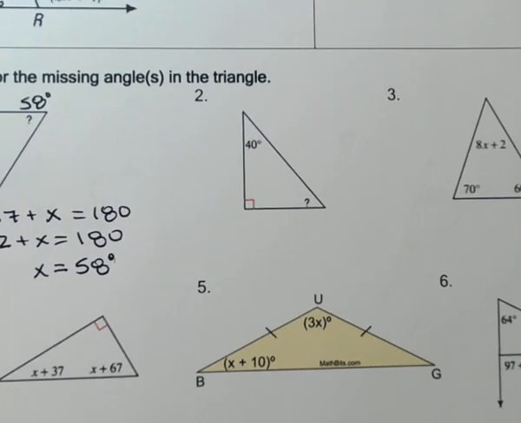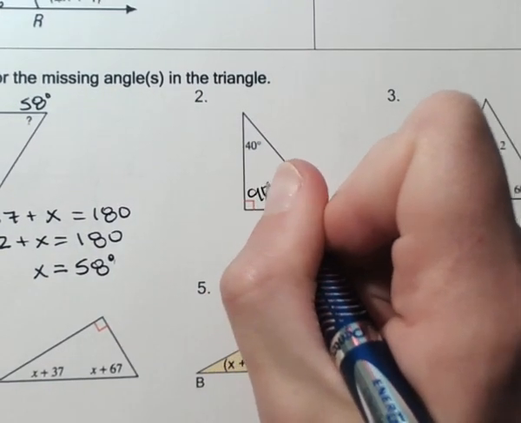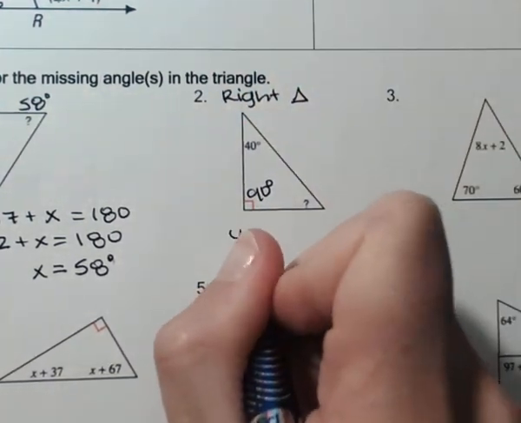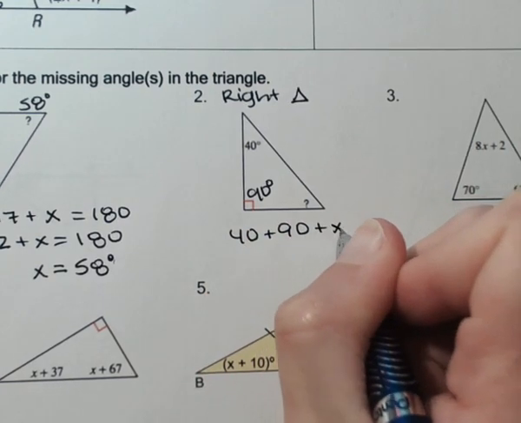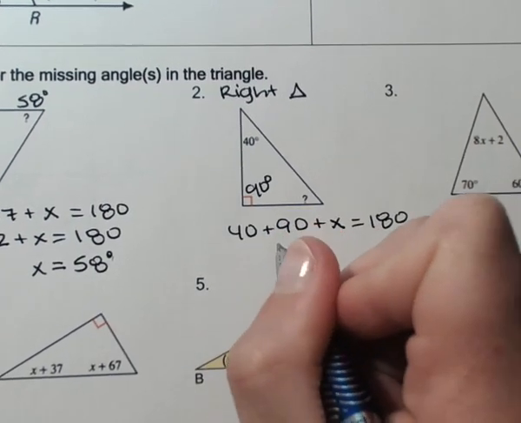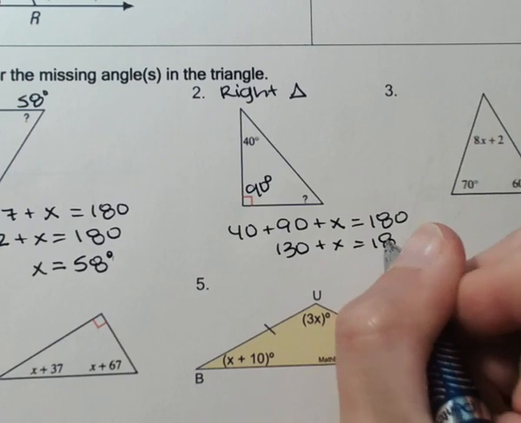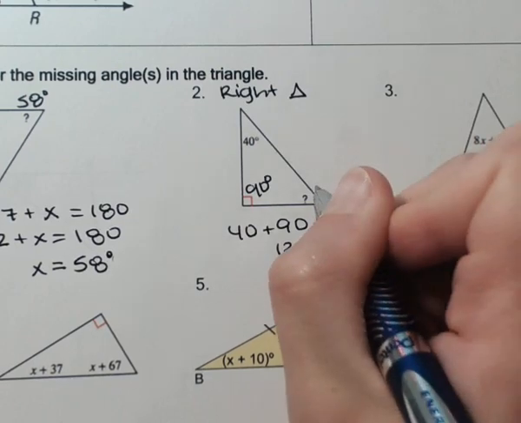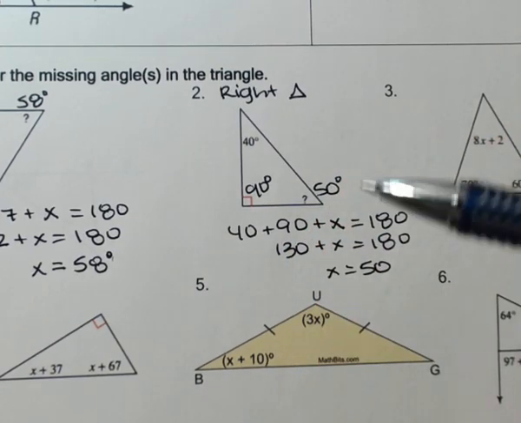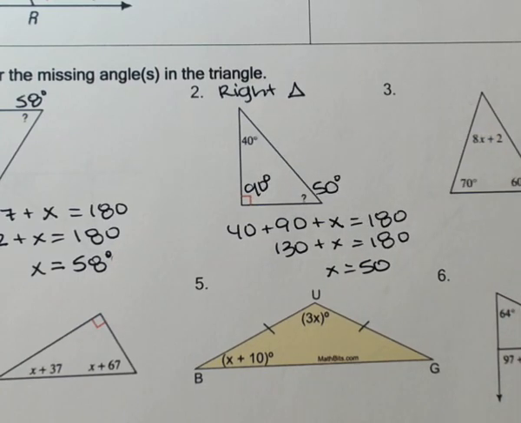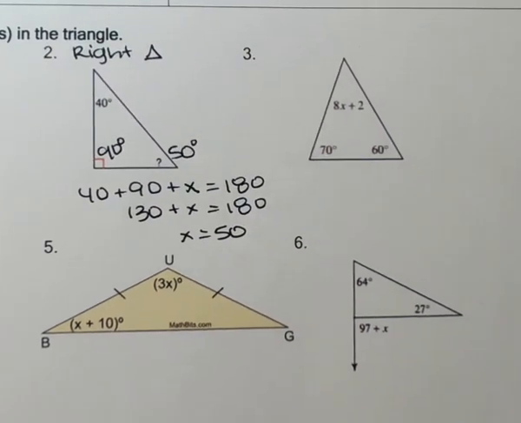All right, number two, same idea except for the little box here indicates we have a 90 degree. This is a right triangle. So we'll take 40 plus 90 plus x, set it equal to 180, and go ahead and solve. We get 40 plus 90 is 130. Subtract over your 130 and x equals 50. Plug it back in, and that's just 50 degrees. Again, at the end, if you want to add these three together, they have to add up to 180. Every triangle.